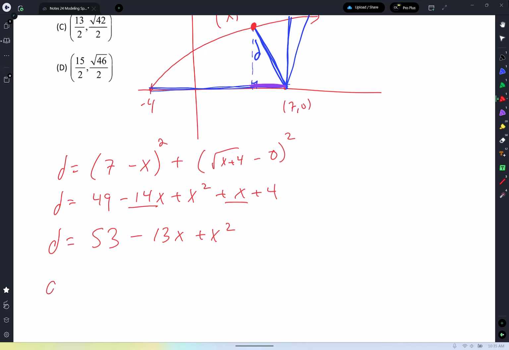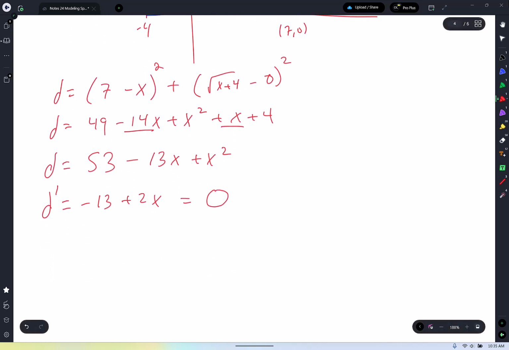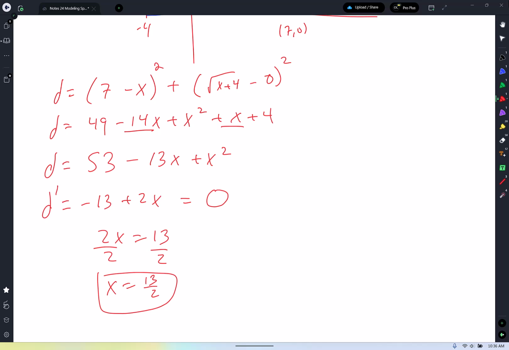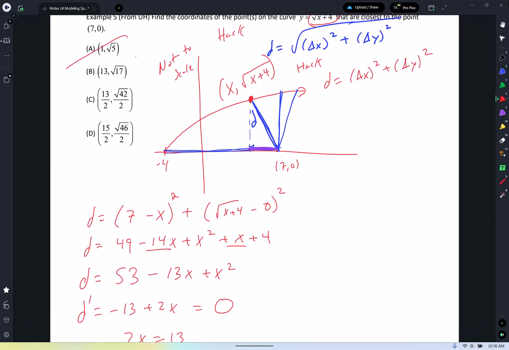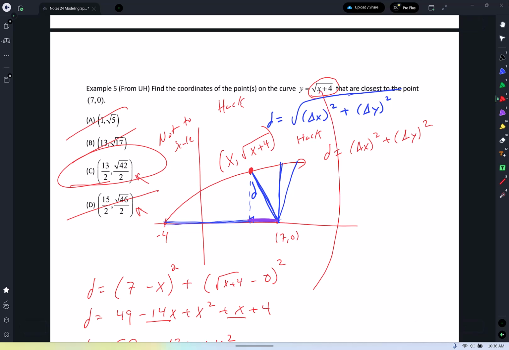All right, here we go. D prime equals negative 13 plus 2x. Set that equal to what? 0. Just solve for x. So 2x equals 13. Divide by 2, divide by 2. x equals 13 over 2. This is where you have the min distance, the minimum. Let's see, if it doesn't have 13 over 2, take it out. It's not between two. I thought I saw 13 over 2. There it is. That's the answer. That's square root of 42 over 2, which is just the y value when you plug in 13 over 2 in here. And that's it.